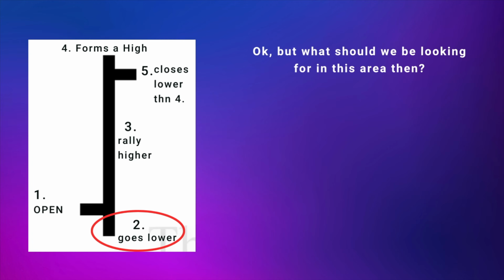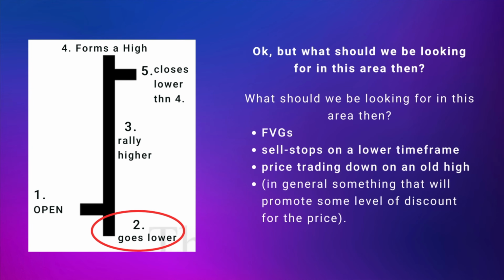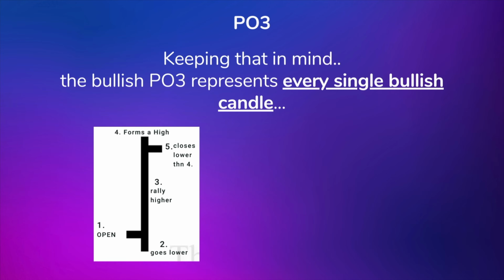Okay, but if we want to enter here in point number two, what should we be looking for in this specific area? Well, we're going to be looking for entry opportunities such as fair value gaps, sell stops on a lower time frame, price trading down on an old high or an old low, and in general, something that will promote some level of discount for the price. And so, when we talk about power of three, guys, keep in mind the bullish power of three represents every single bullish candle, but it also represents the daily movements and the weekly movements.